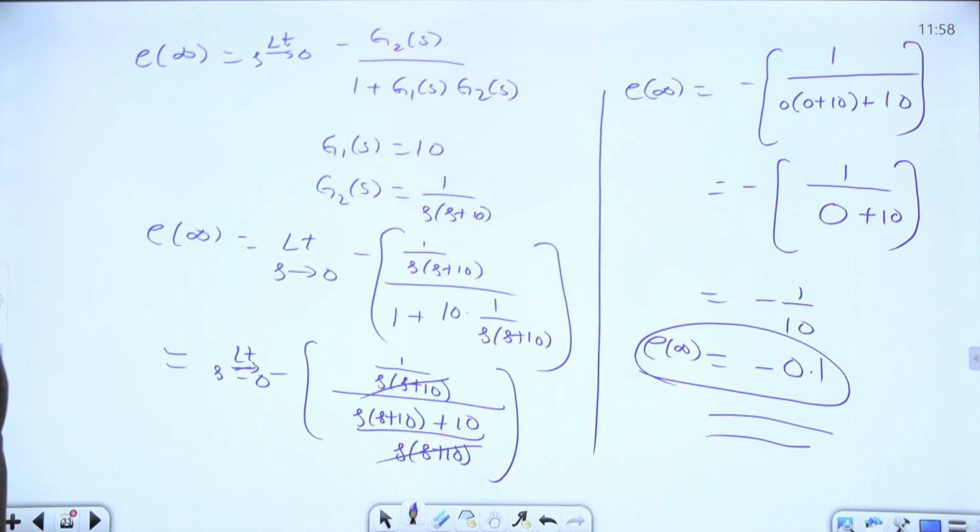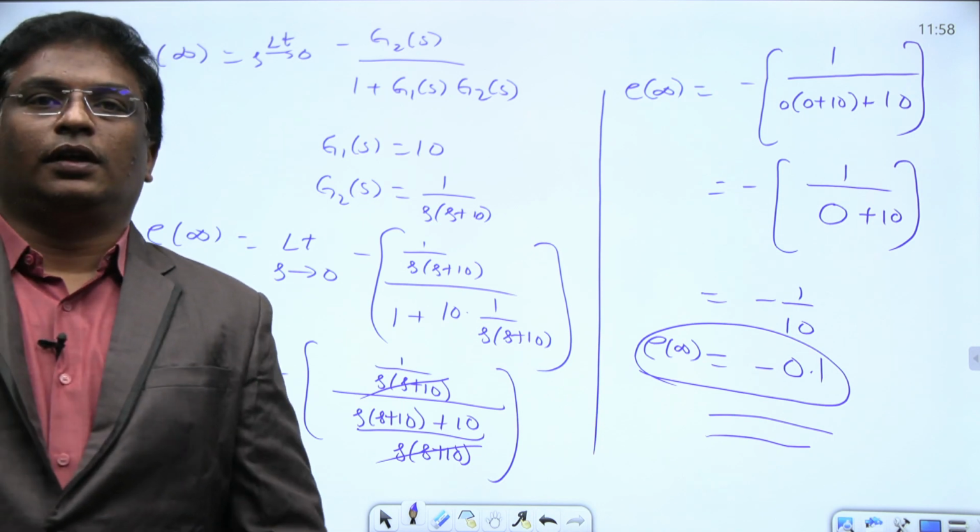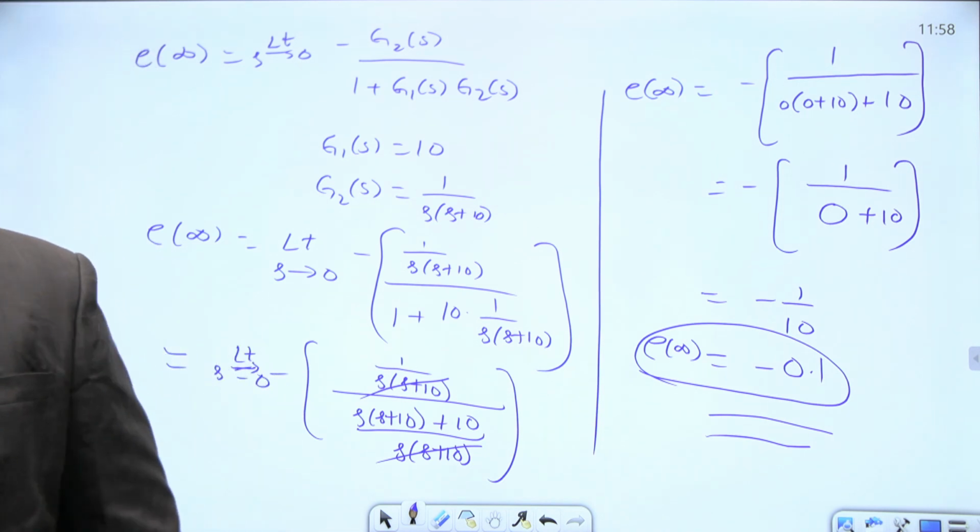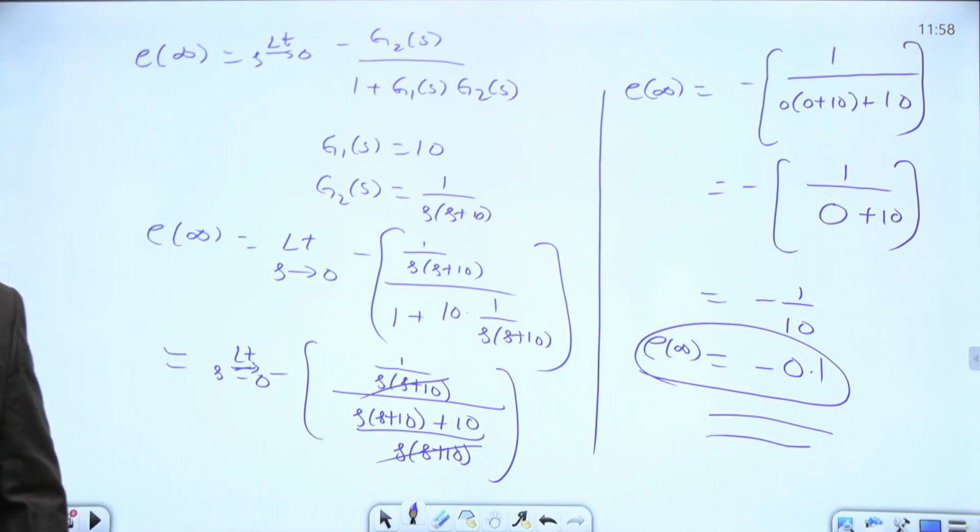So e of infinity, the steady state error, is minus 0.1, which is the right answer. That's all. This is an easy control systems question. No need to remember any formulas if you play with the basics. They asked us to calculate the steady state error.